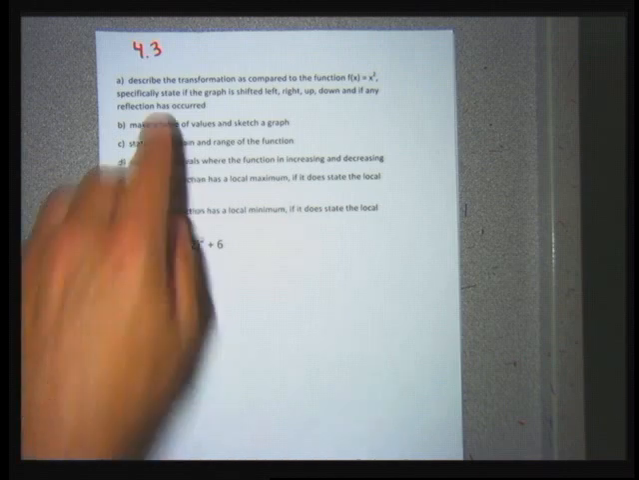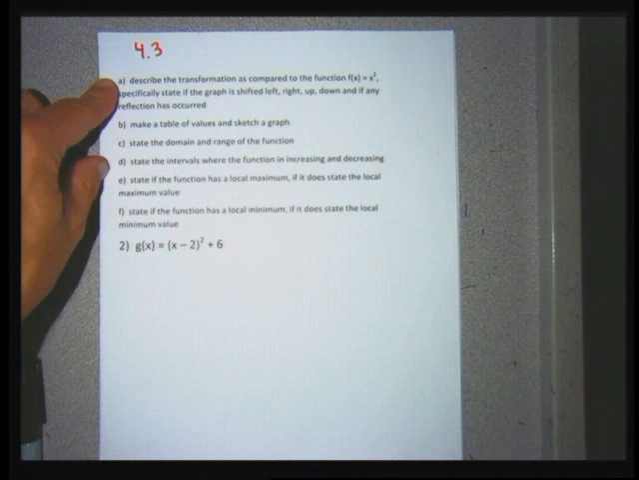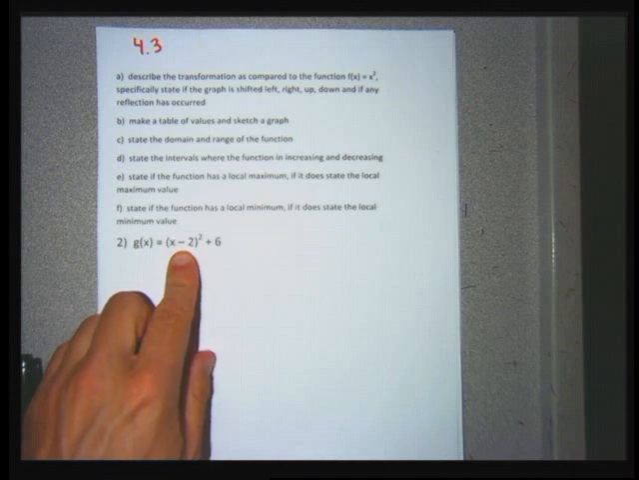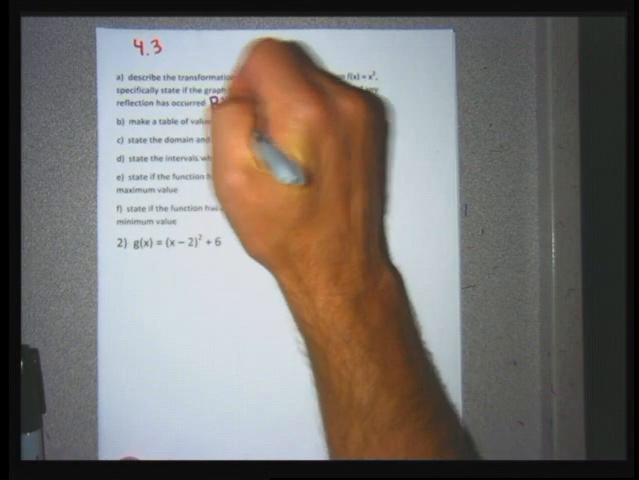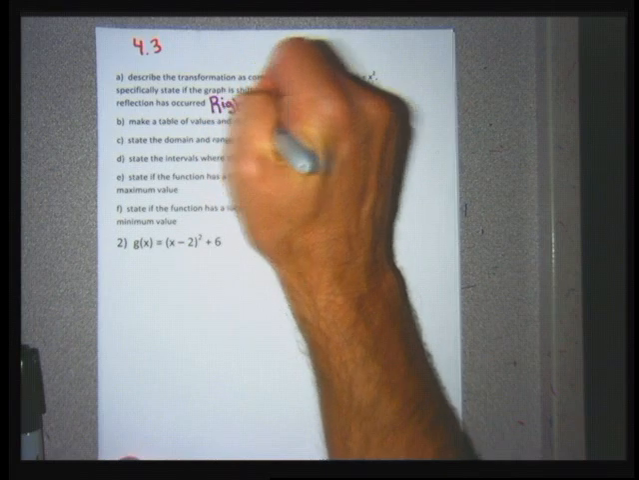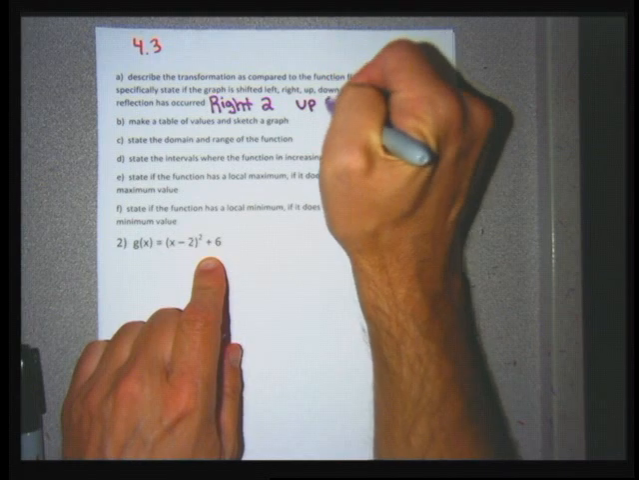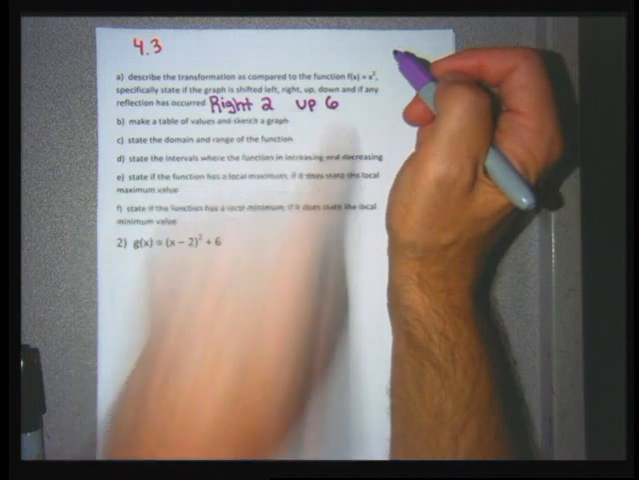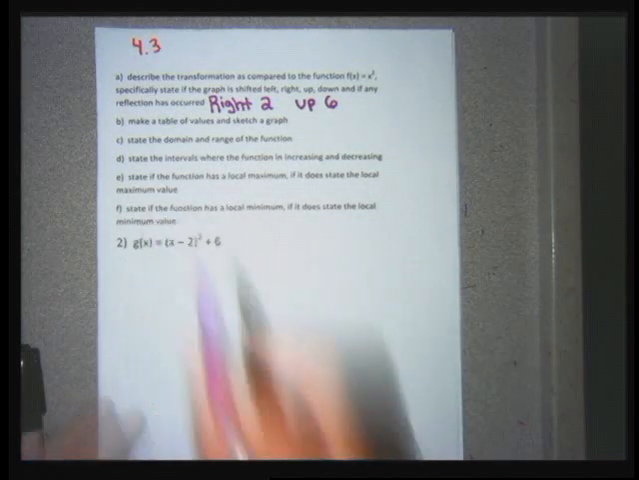First thing I want to do for problem 2 is just describe the transformation that occurs compared to f of x equals x squared. Very specifically, the minus 2 in the parentheses is going to shift the graph to the right 2. So I'm just going to be lazy and say compared to x squared, it's going to be right 2. And then plus 6 is going to move me up 6. So the vertex, instead of being at 0, 0, is going to be at 2, 6, but I'll find that very quickly when I follow the rest of the steps.